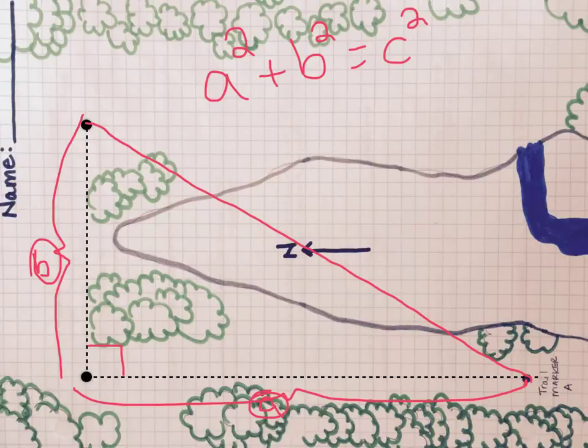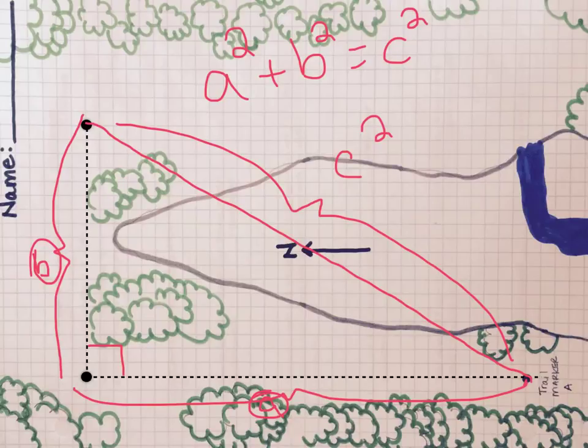That's going to give us this distance right here, c squared. Then we have to take the square root of our answer, because that's our answer squared. We just want our answer. So we take the square root of c squared, and then we'll get our displacement.